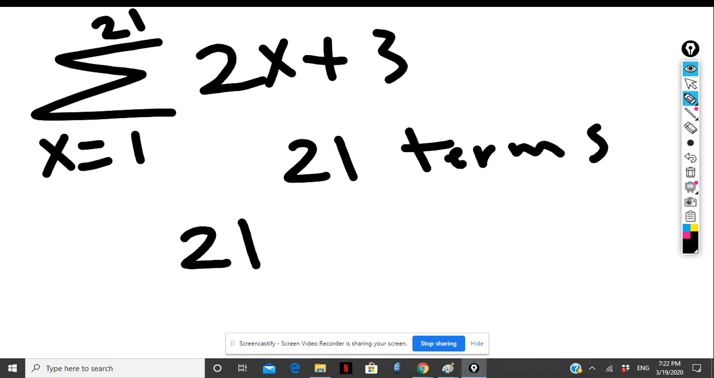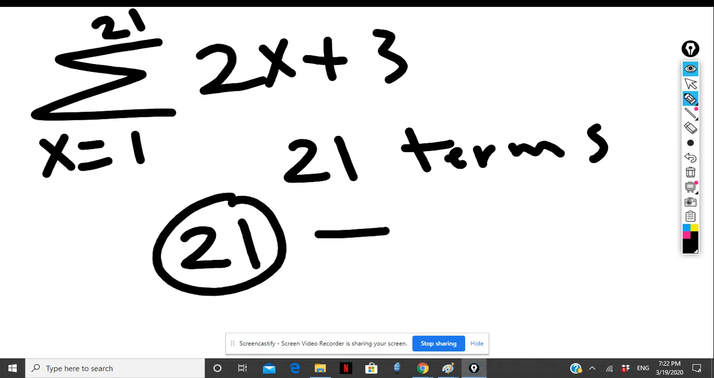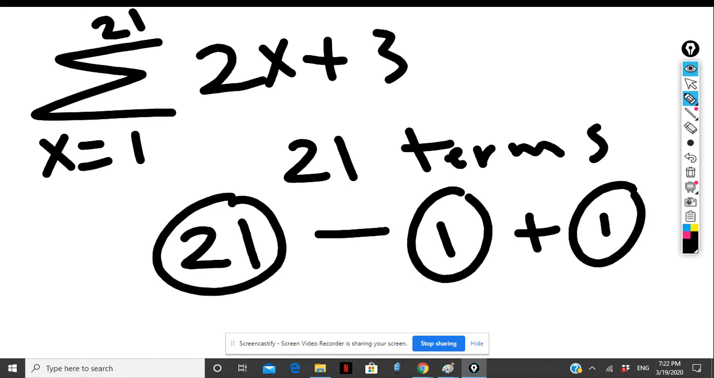21, that's the number on the top, minus 1, the number on the bottom, plus 1. If you don't understand it, we can count from 1 to 21. So I have 1, 2, 3, 4, 5. Here is 5, 6, 7, 8, 9, 10. Here is 10. And if you continue counting, you're going to find that there are 21 terms.